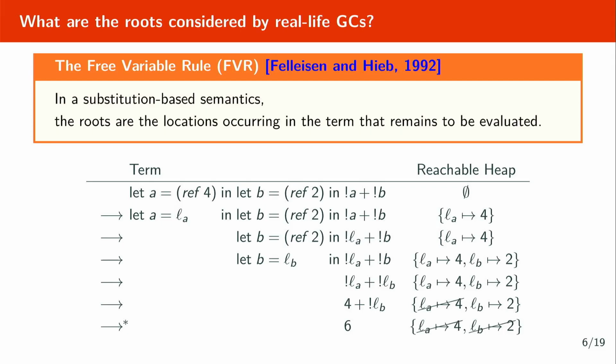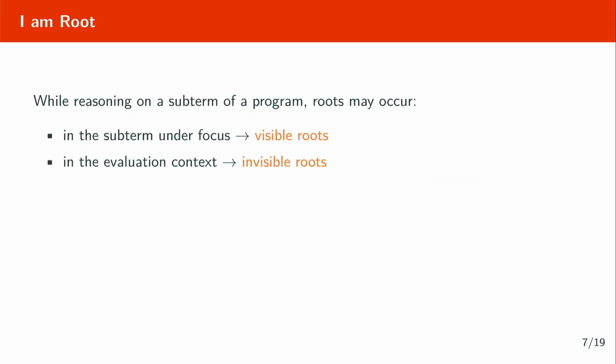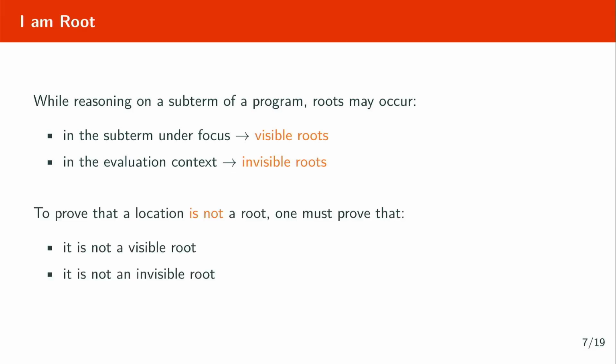So the free variable rule is about the whole program. And we like to reason locally on subterms. While reasoning on a subterm of a program, roots may occur either in the subterm under focus, and we call them visible roots, or in the evaluation context, and we call them invisible roots. We cannot see them. So to formally prove that a location is not a root, to deallocate it, the user must prove that it is not a visible root and not an invisible root.